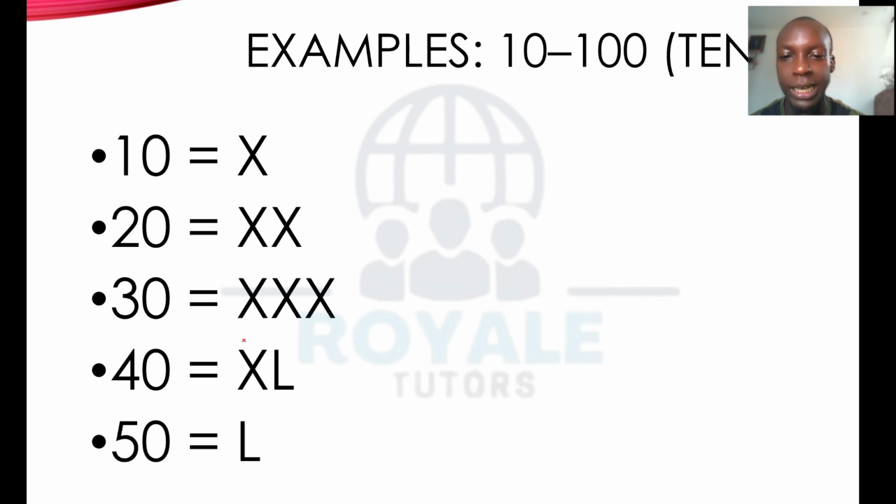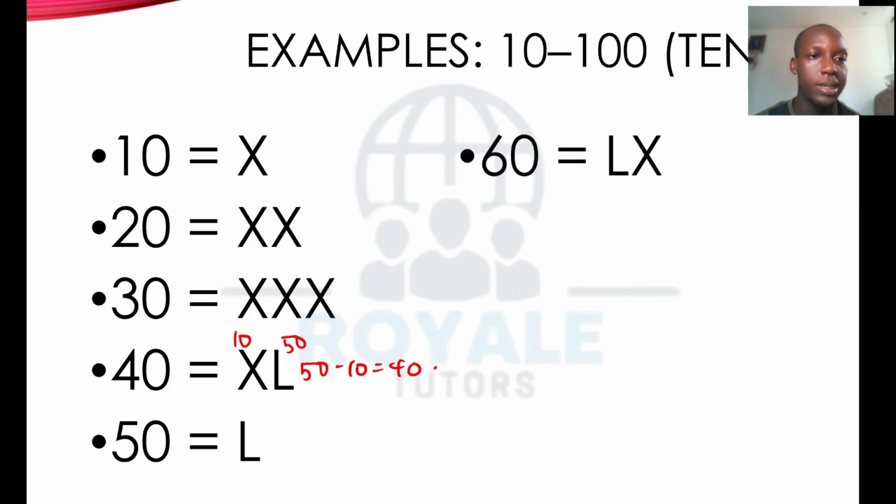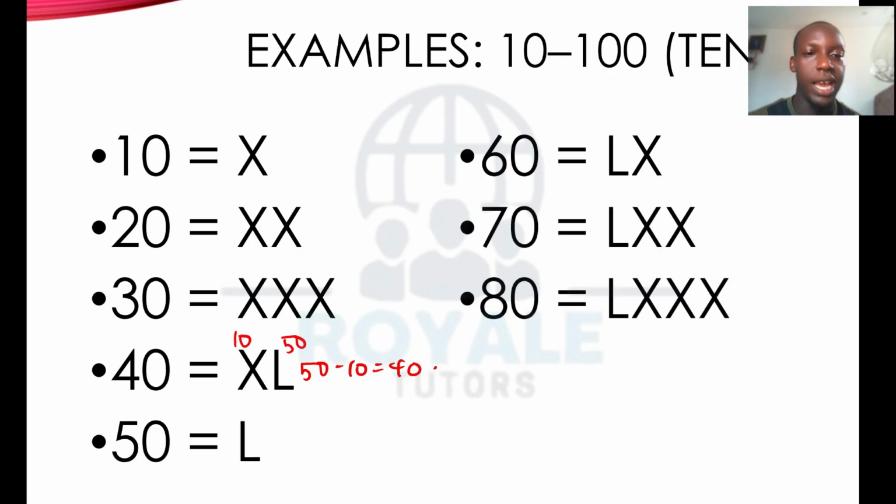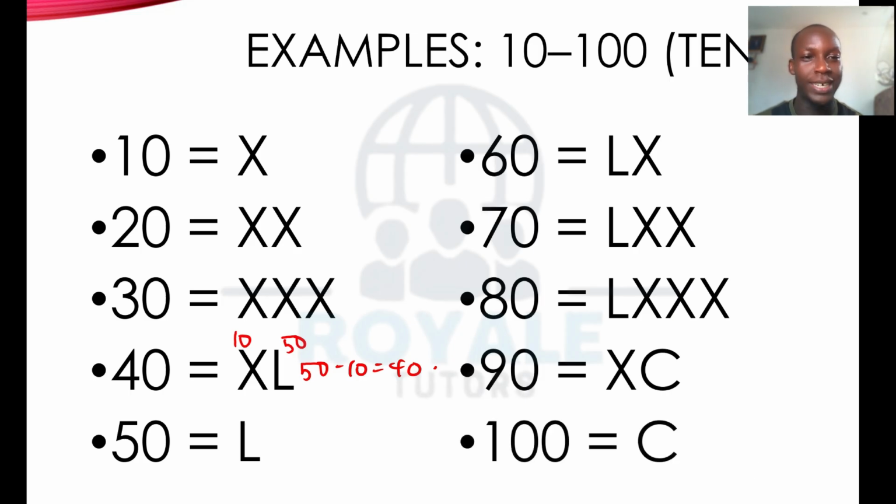50 is L. And I told you that when you have a smaller numeral before a bigger numeral, we subtract. 50 take away 10 gives us 40. So 60 is LX. L is 50, X is 10, so we add them together and we have 60. 70 is LXX. 80 is LXXX. 90 is XC because C is 100 and X is 10. Don't forget the rule. When you have a smaller numeral before a bigger numeral, we subtract. That's 100 minus 10, which is 90. Absolutely correct.